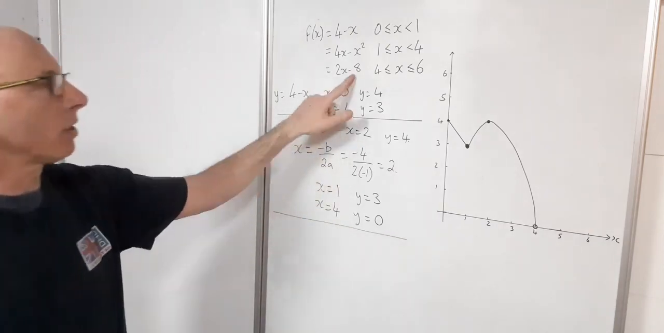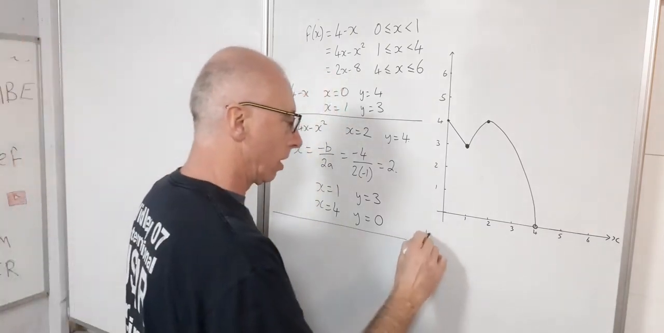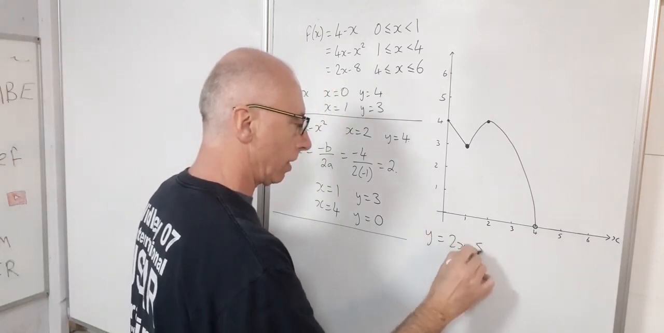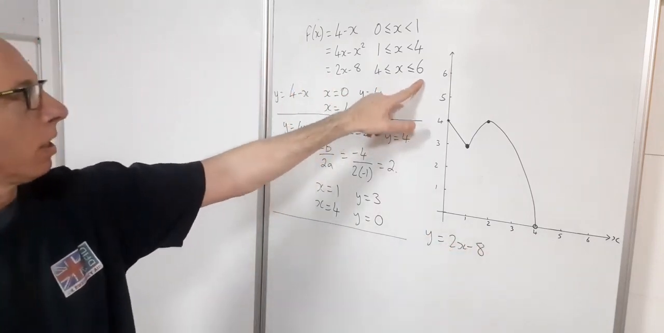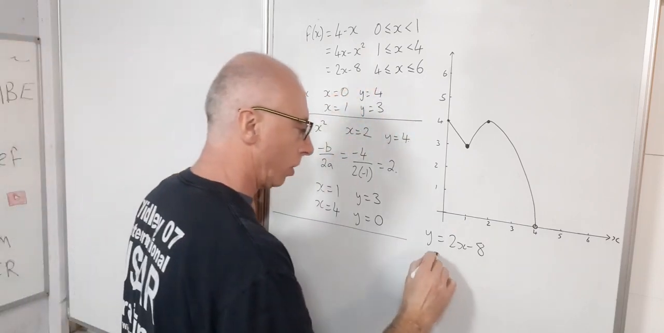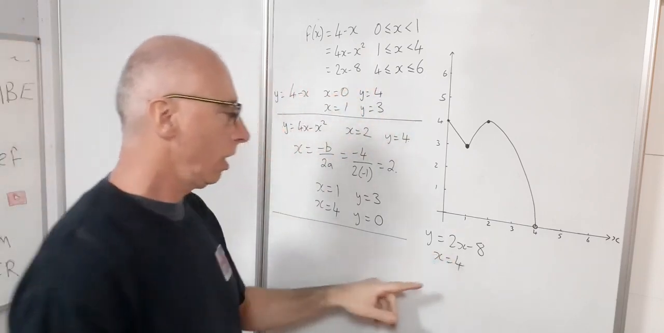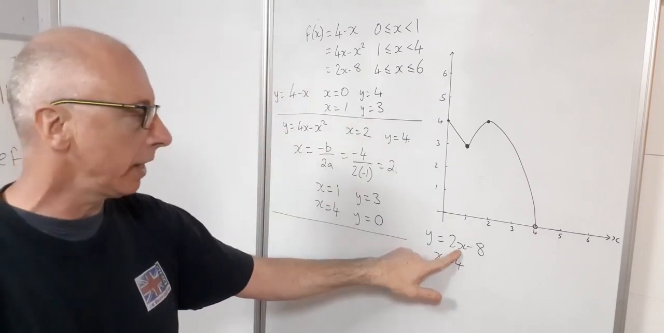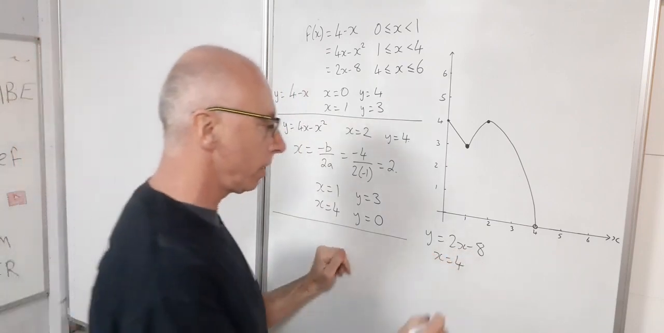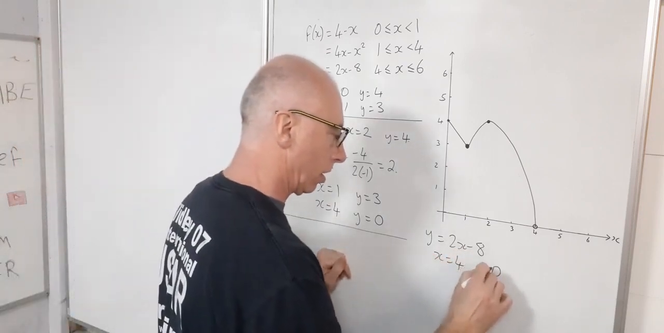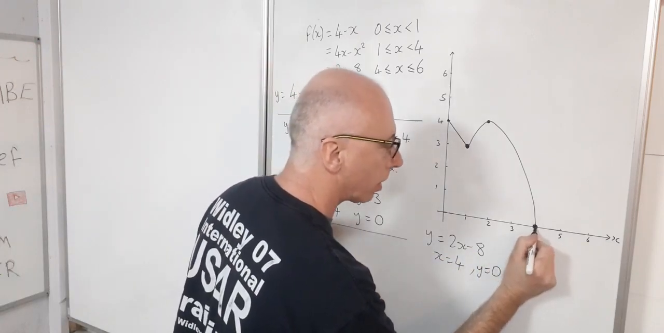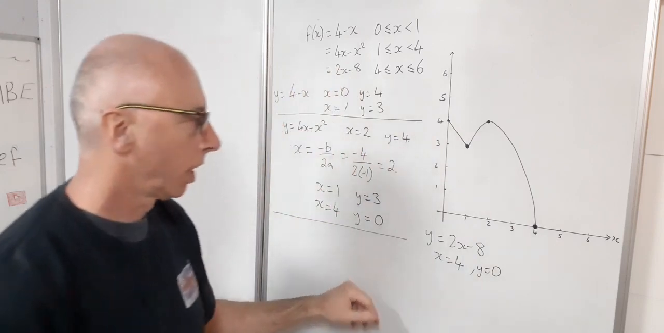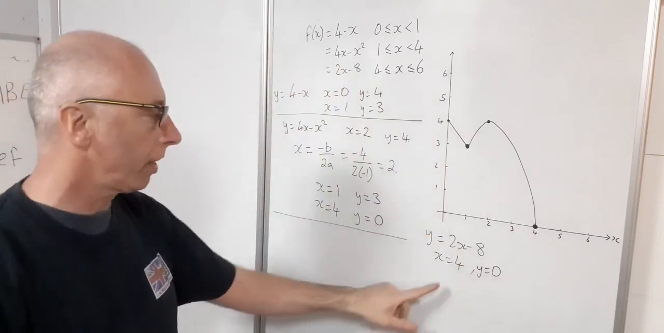Now what about at 2x minus 8? Y equals 2x minus 8. And that's from 4 to 6 inclusive. So let's try when x equals 4. So if x equals 4, 2 4s are 8, minus 8, y is 0. So x equals 4, y equals 0. So this point is now included on our graph, so I can fill in that circle.